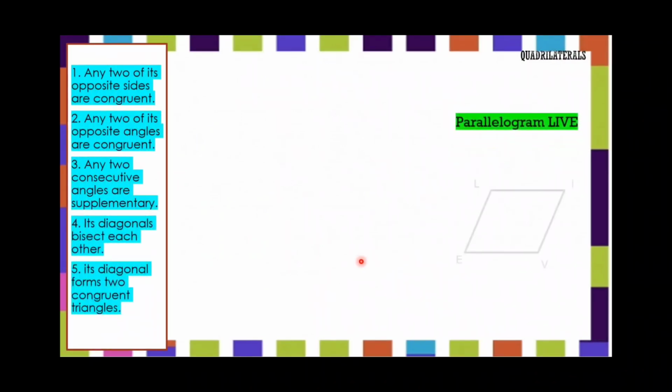And let's try to consider the given parallelogram LIVE. So, ano bang ibig sabihin ng mga properties na ito ng parallelogram? First one, it states that any 2 of its opposite sides are congruent. Ano-ano ba yung pairs of opposite sides natin? First one, we have LI and EV. Ang sabi ng property, any 2 of its opposite sides are congruent. Ibig sabihin, kung yan ay congruent, meron din yang equal measures.